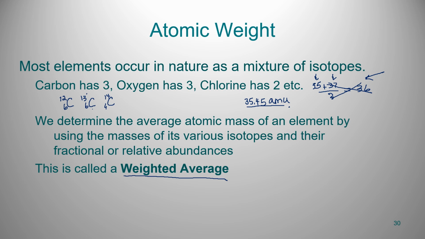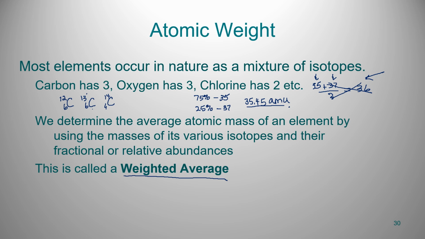For chlorine, it turns out that about 75% of all chlorine is chlorine 35, and about 25% of all chlorine is chlorine 37. So this is a weighted average. This average is closer to 35 than it is to 37, because if you go out there and collected 100 chlorine atoms, 75 of them would weigh 35 and 25 of them would weigh 37. So you're taking an average out of every 100 instead of just assuming everything's equal to each other. So that's called a weighted average.